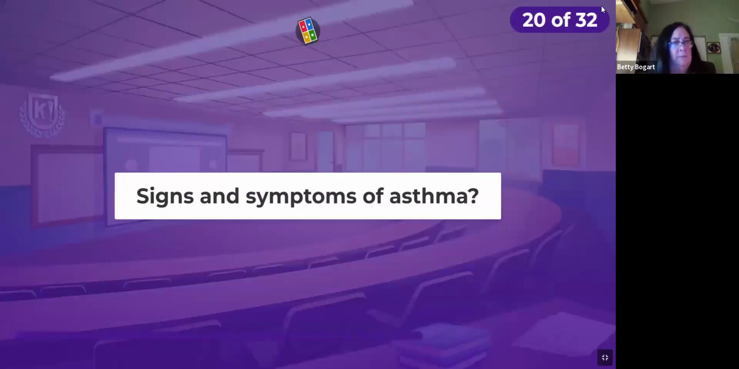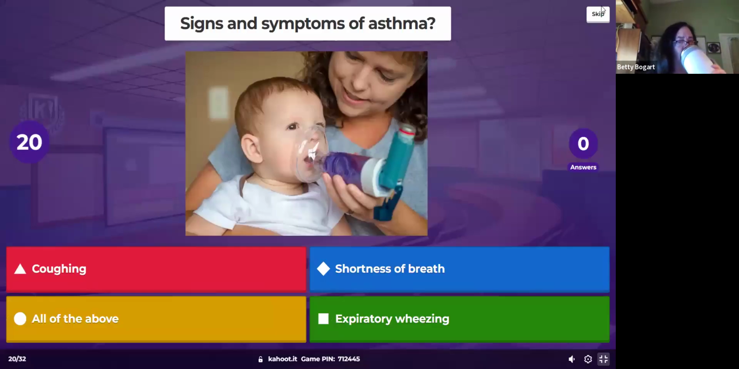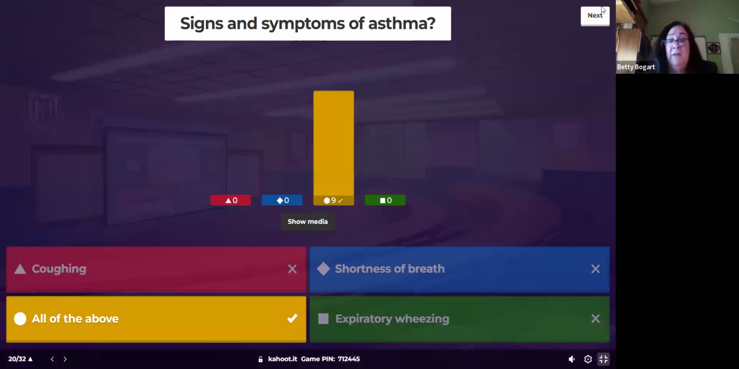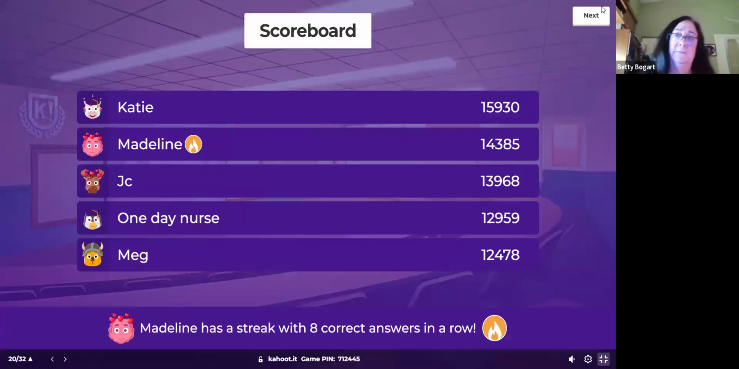Signs and symptoms of asthma. More from last week. Little bit of everything: coughing, shortness of breath, and don't forget, asthma is expiratory. They can get the air in, can't get it out. It's that croup, that's epiglottitis. I can't get air in because it's up here where the swelling is.